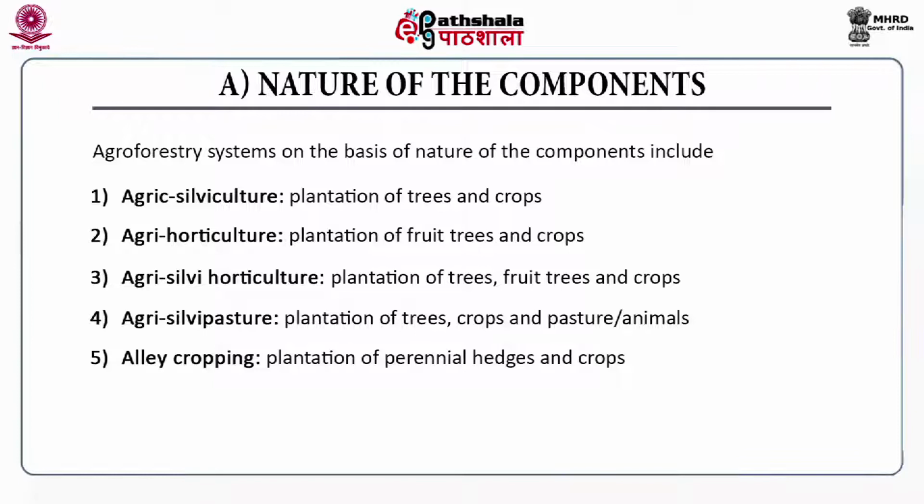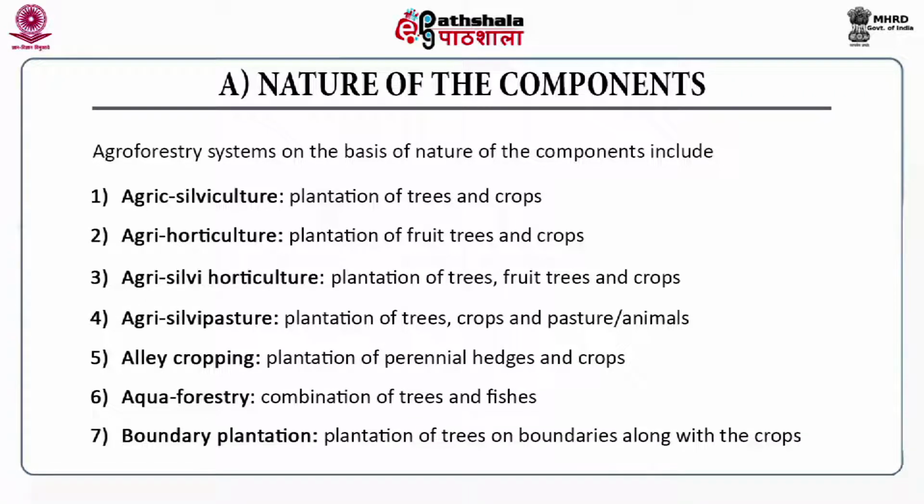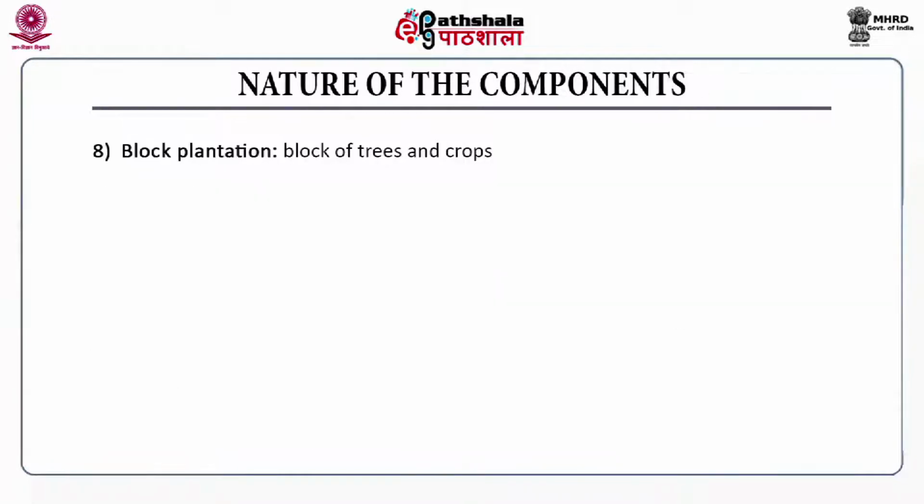Fifth is aquaforestry. It includes the combination of trees and fishes. Sixth is boundary plantation, that is the plantation of trees on boundaries along with other crops. And seventh is alley cropping, that is plantation of perennial hedges and crops. Next is block plantation. What is this block plantation? It is the plantation of trees and crops to protect them from winds.